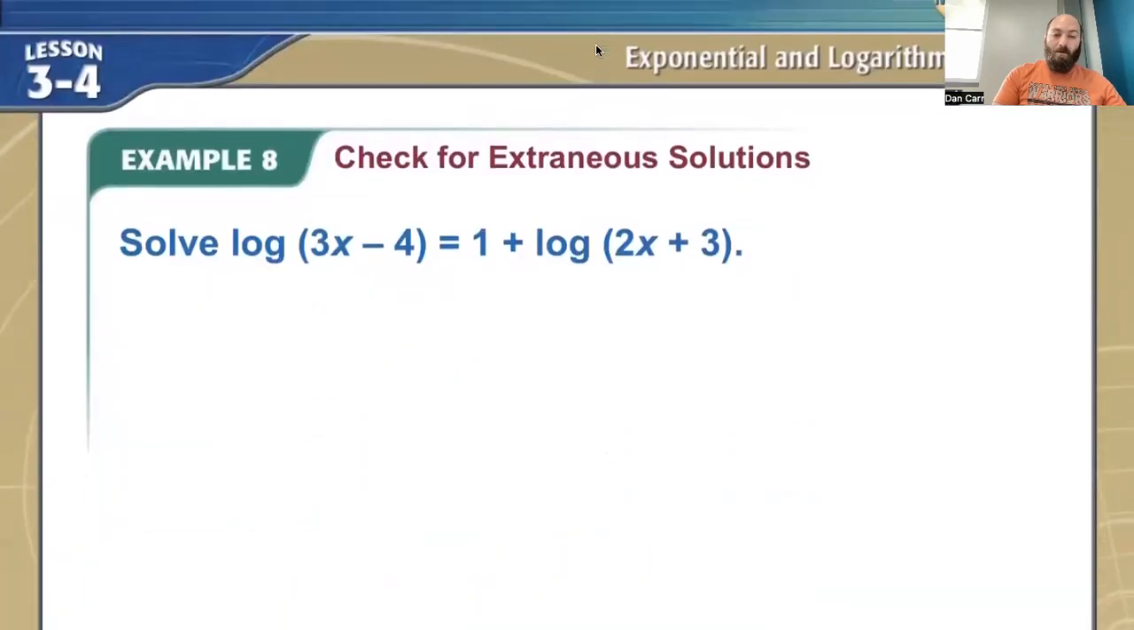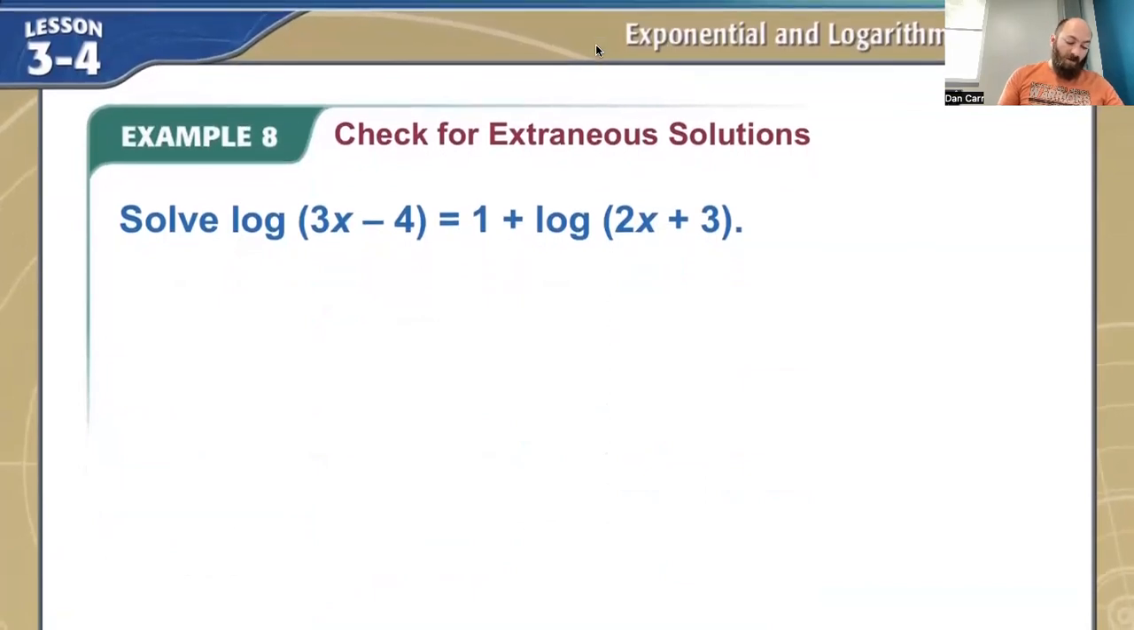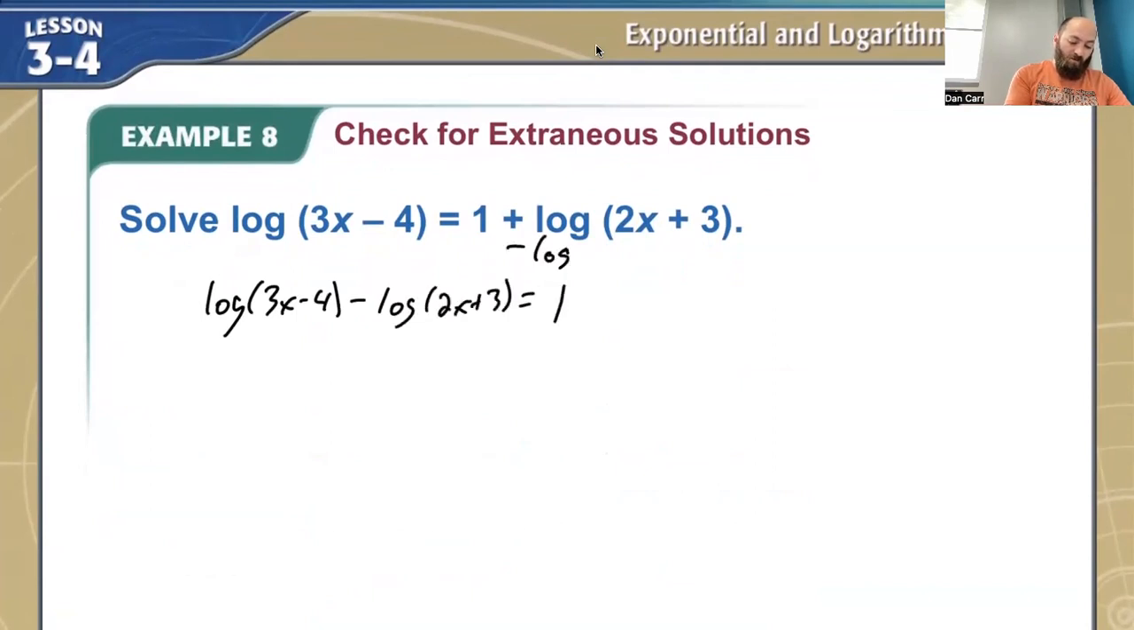Okay, so another one here. We've got log of (3x minus 4) equals 1 plus log of (2x plus 3). One thing I can do, because I have logs on both sides, is bring them together. I can't actually subtract them directly, but I can subtract log of (2x plus 3) over, so I'm going to subtract this whole thing over.